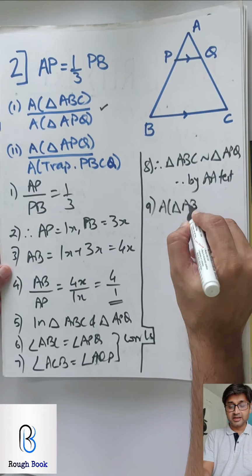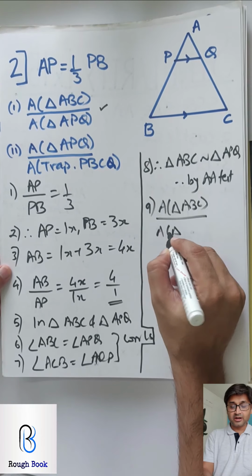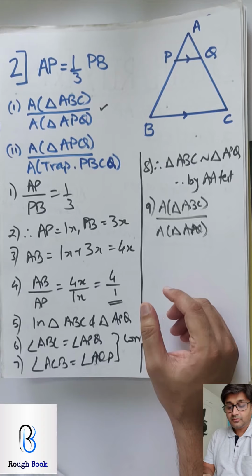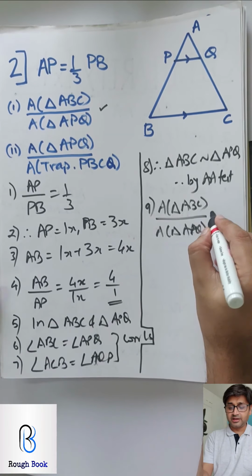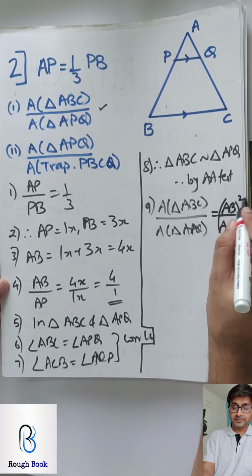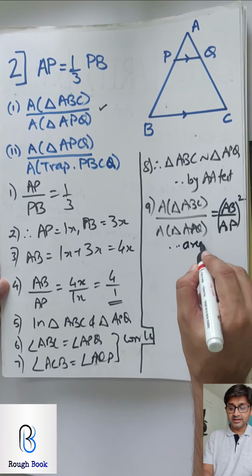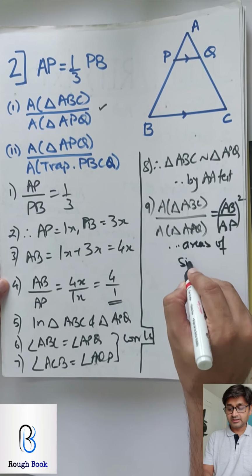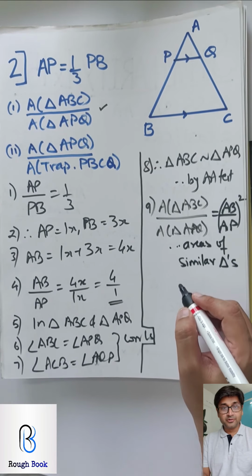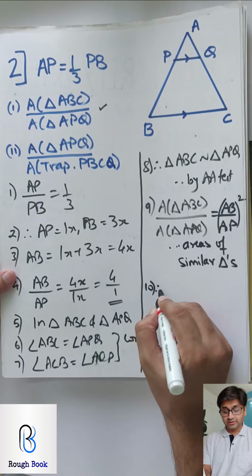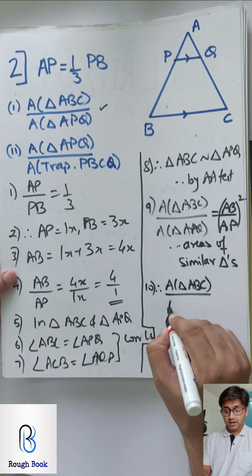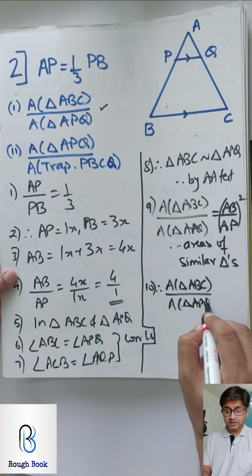So area of triangle ABC upon area of triangle APQ. Since your triangles are similar, you can directly say therefore (AB upon AP) squared, and the reason will be areas of similar triangles. Did you manage to reach here? Great.